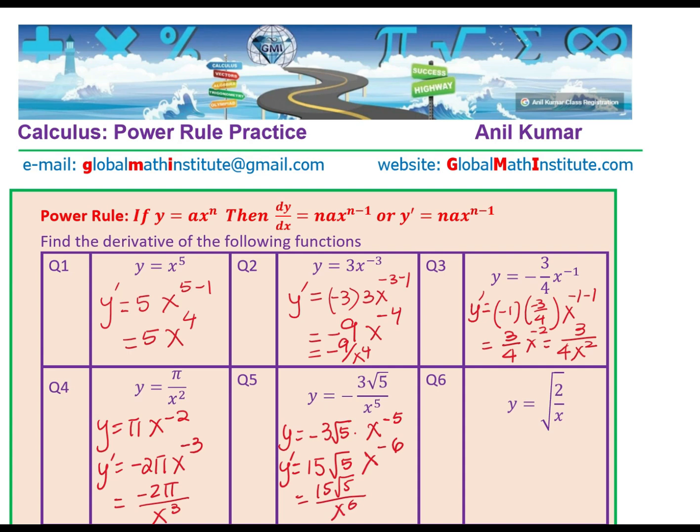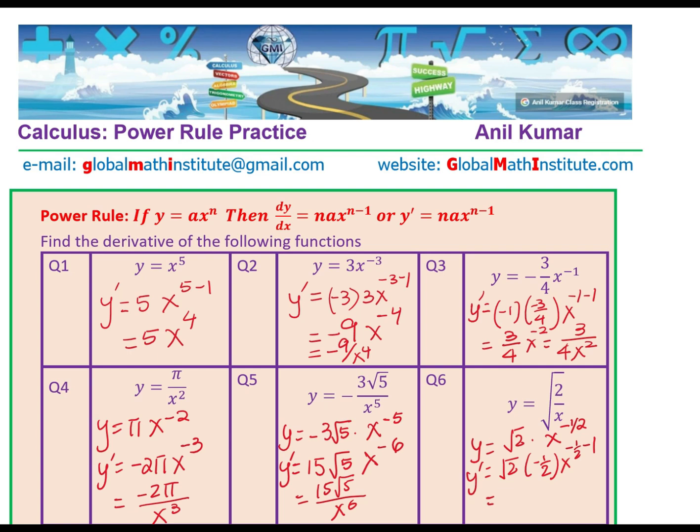Here we have square root. So the derivative is going to be what? Let me rewrite the function as y equals square root 2 times x to the power of minus half, since it is in the denominator, and therefore the derivative is going to be square root 2 times minus half times x to the power of minus half minus 1, which is minus 3 by 2, right? When you take it to the denominator, it becomes 3 by 2.